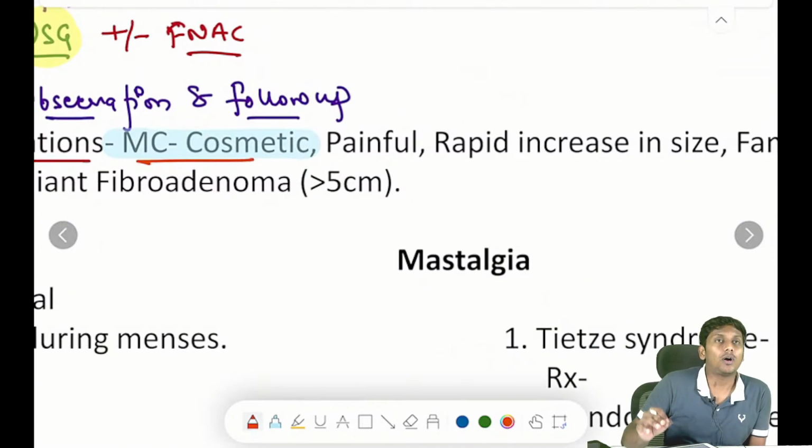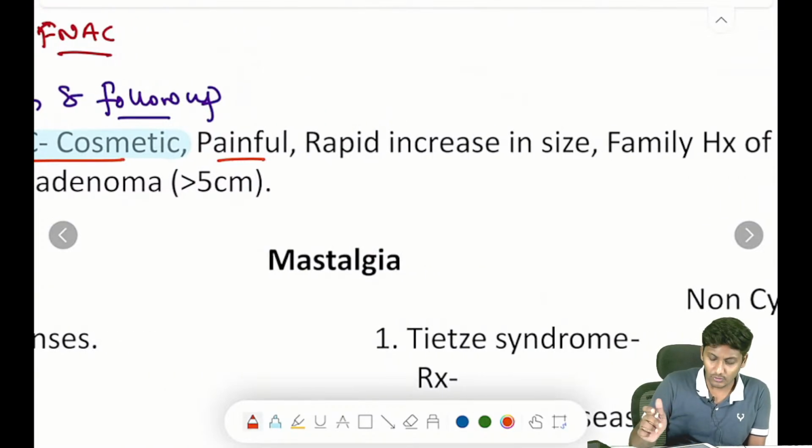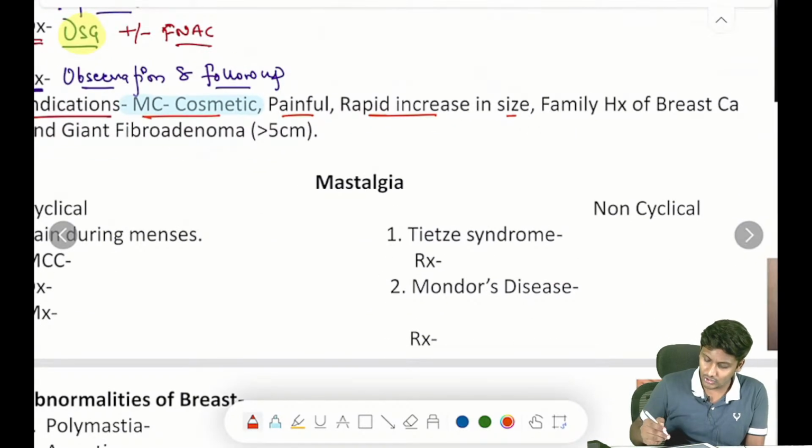Other indications can be, what did I tell you? Fibroadenomas are mainly painless. But if it becomes painful, that is suggestive that it might be converting into a malignancy. Therefore it can be a risk factor, so better is to remove it. Next, if there is rapid increase in size: all benign tumors like fibroadenoma slowly grow in size, but if it is rapidly increasing, that is a hint that it can be converting into a malignancy. So again that is an indication of removal.